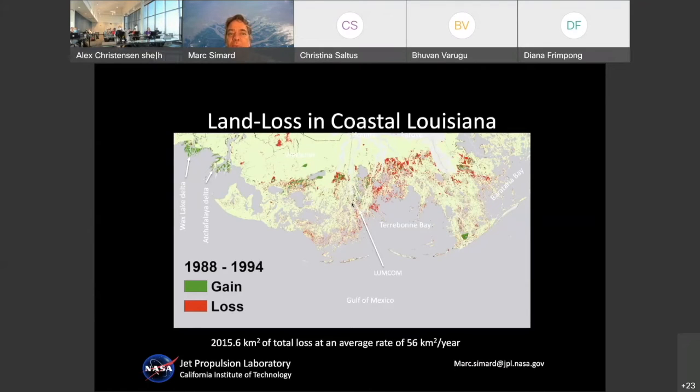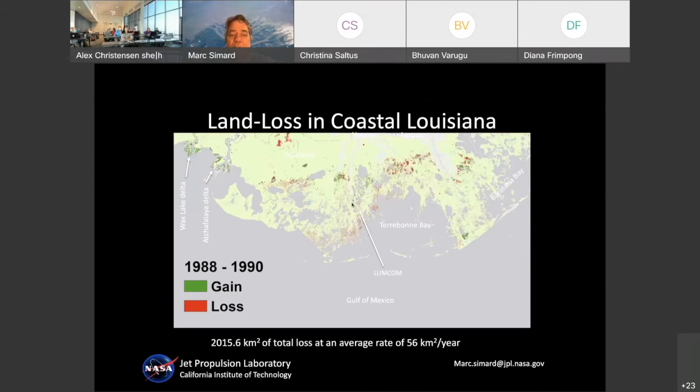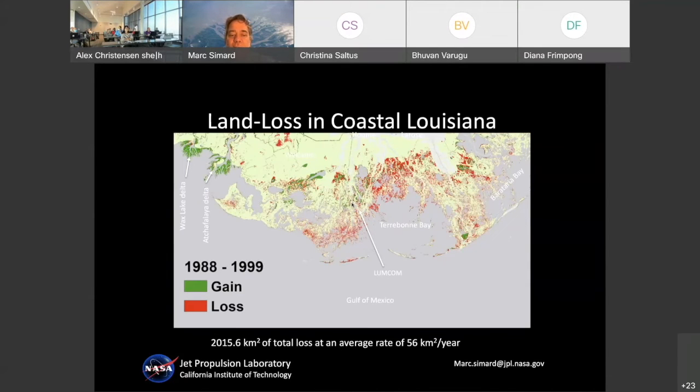So we've been observing a significant land loss in coastal Louisiana, as you all know. These are the observations from a Landsat time series running from 1988 through 2018, from which we derived a total land loss of 2,015 square kilometers, which corresponds to about 56 square kilometers of land loss every year along coastal Louisiana.